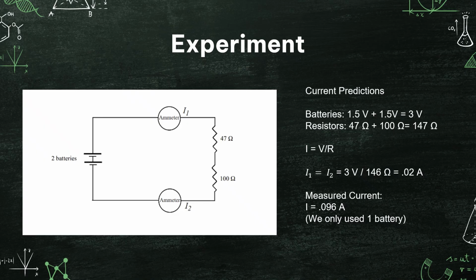And then using that Ohm's law relationship we showed before, I is equal to V over R, and this will get us out to 0.02 amps. And in our actual experiment, I measured the current to be 0.096 amps, but we only used one battery, so multiply this by 2, and it's fairly consistent.